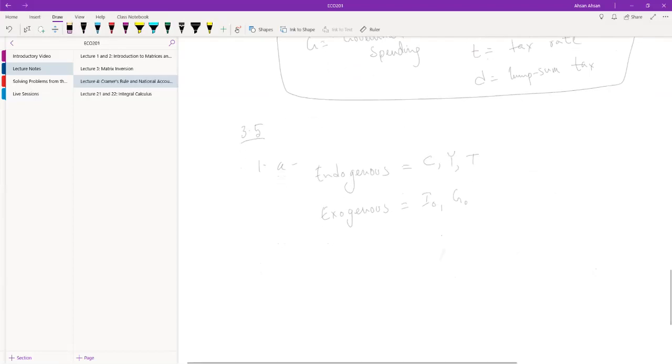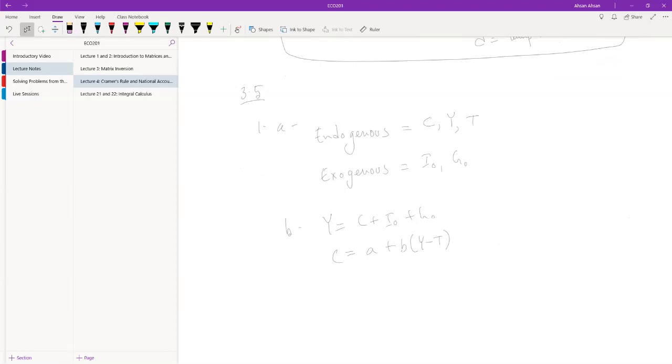Okay, so let's actually come to the problem, which is we have y equals c plus I naught plus g naught, c equals a plus b times (y minus t). Let's simplify this. This becomes a plus by minus bt. And here we have t, which is d plus dy.